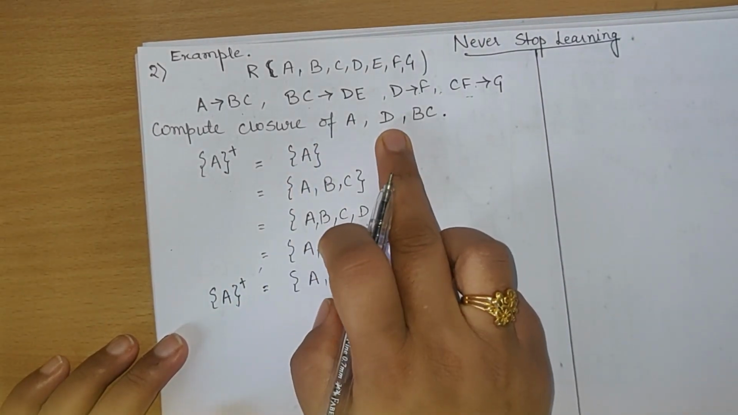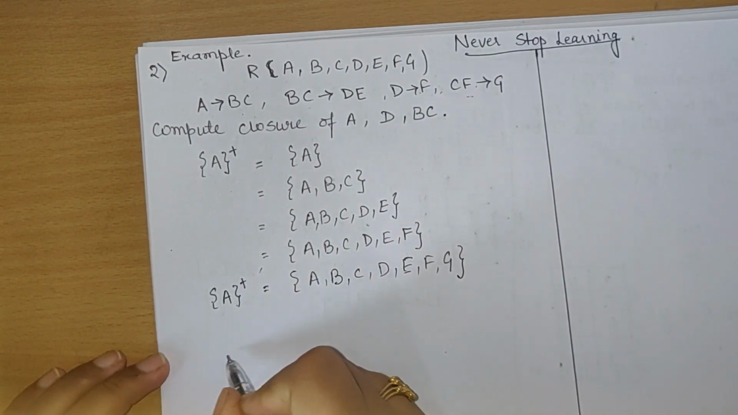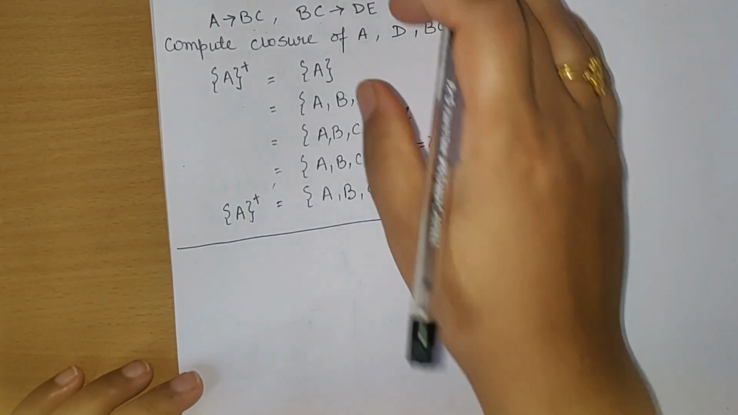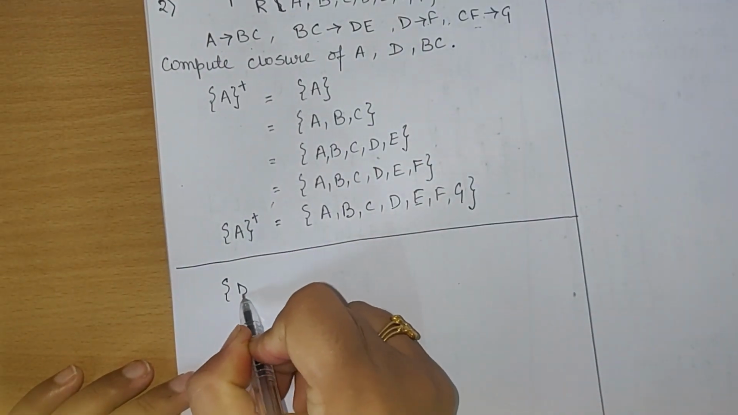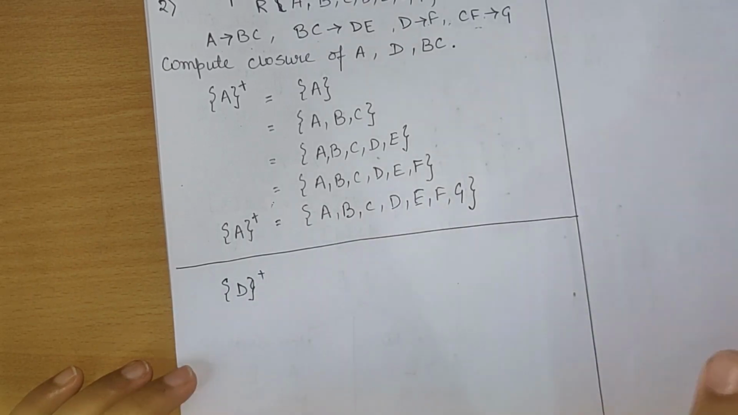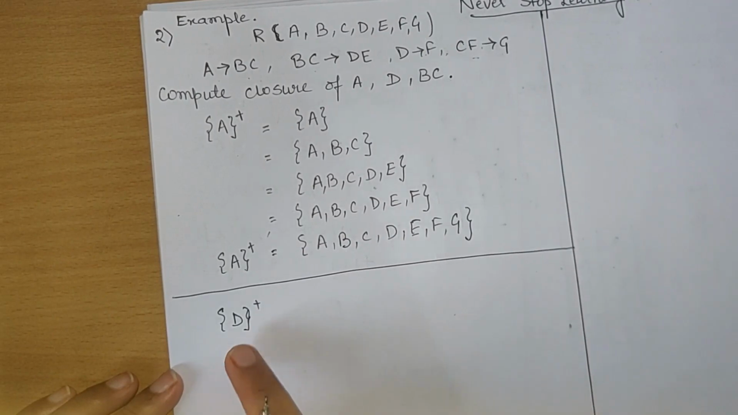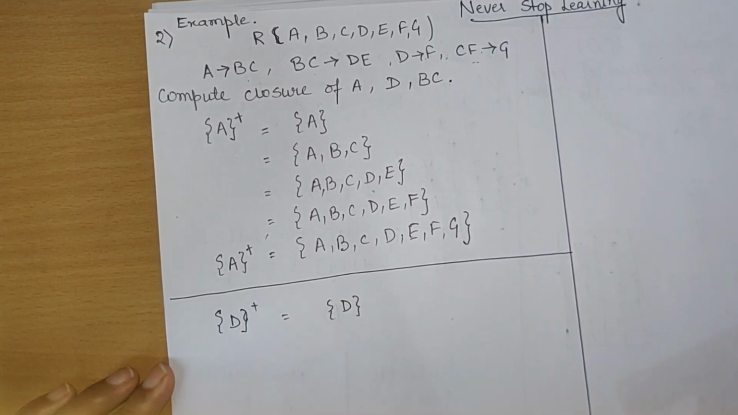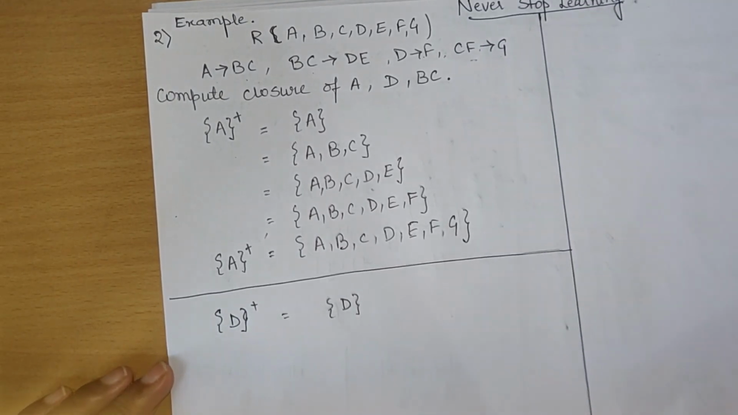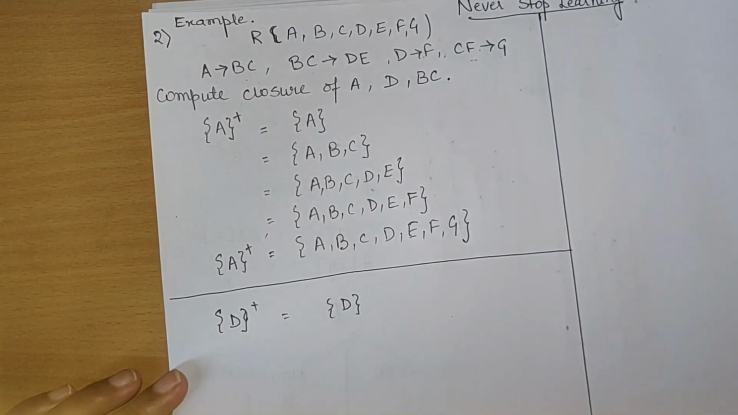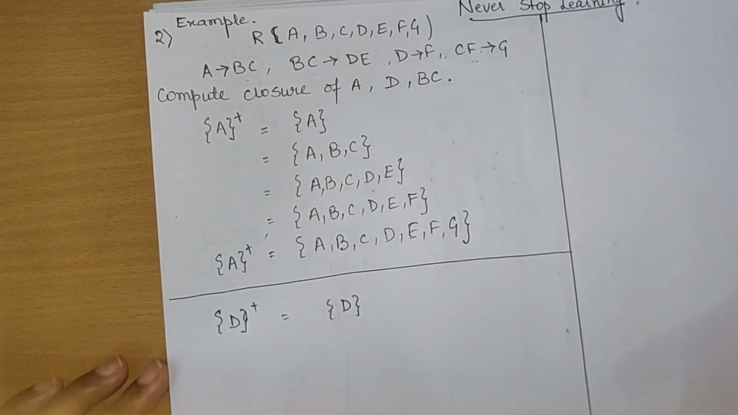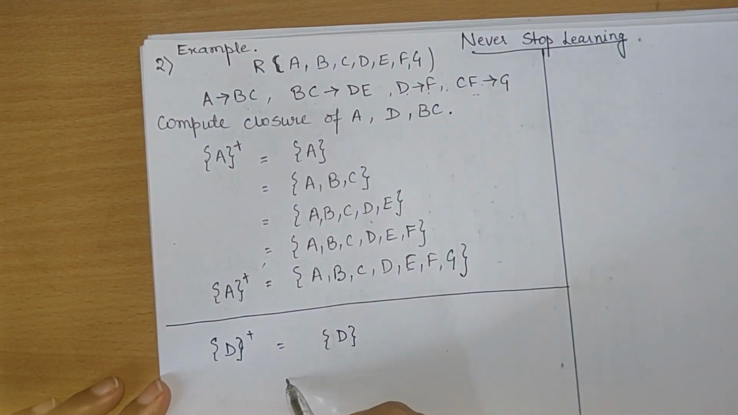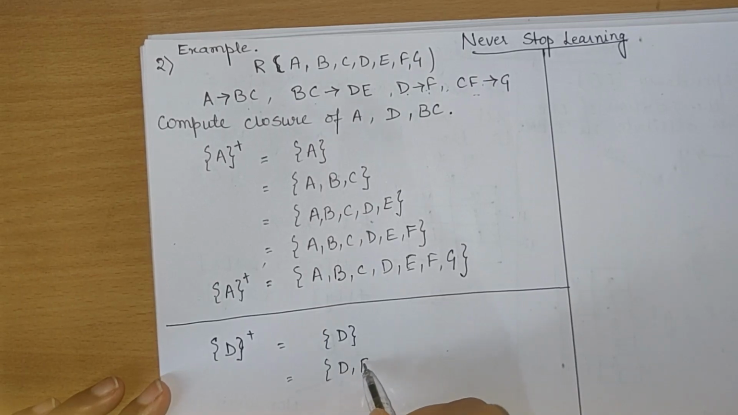We have to compute the closure of D. So let's compute closure of D. This was closure of A. Now I am computing closure of D. So now which element is already present? D uniquely determines D, no problem, right? After this, what I have to do? Repetitively I have to add those attributes which are functionally dependent. Now as you can see, D determines F. D directly determines F. So here I can write D, F.